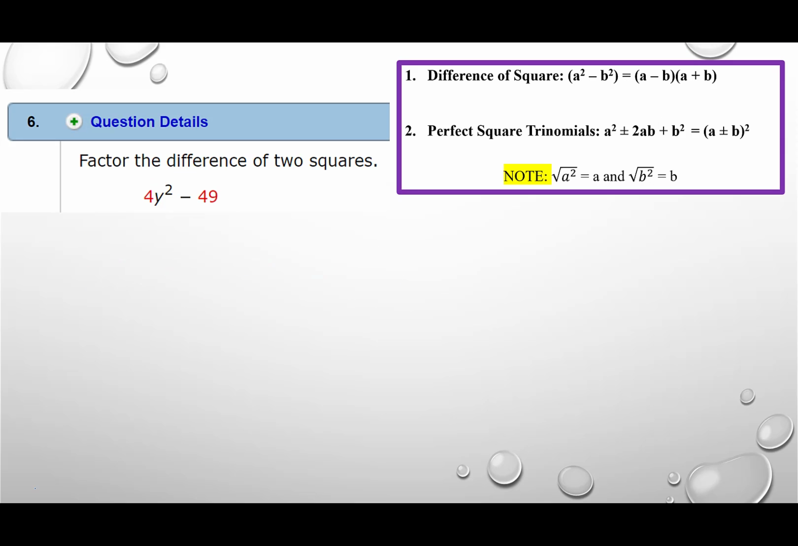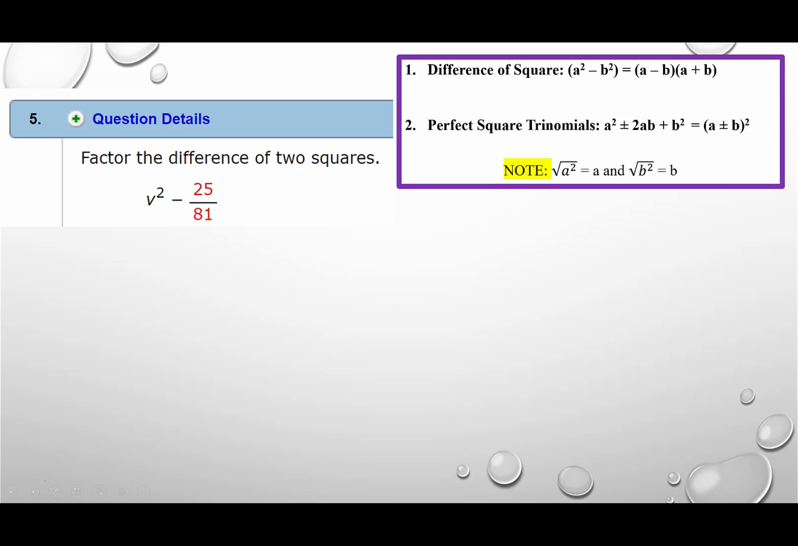Okay, next, again, this is factor the difference of two squares, so I'm going to set up the answer according to the template in the purple box. The square root of the first term, 4y squared, is 2y, so that goes in the first position of each parenthesis. The square root of 49 is 7, and then again, in any order, one needs to be a plus sign, one needs to be a minus sign.